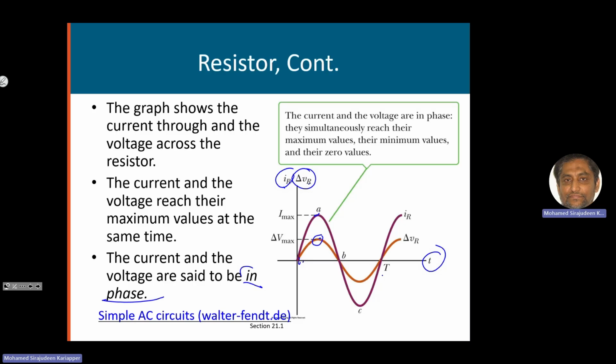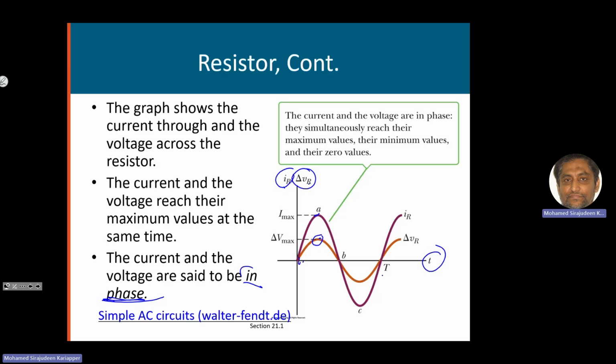So I can understand what I'm saying here. Both the current and the voltage follow the same pattern. Of course, one is current, the other one is potential difference, two different things, but they step together. So we say they are in phase. Now, you have to remember this word. I hope you understand the meaning of in phase.